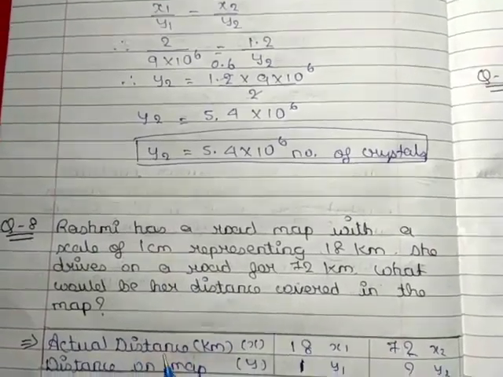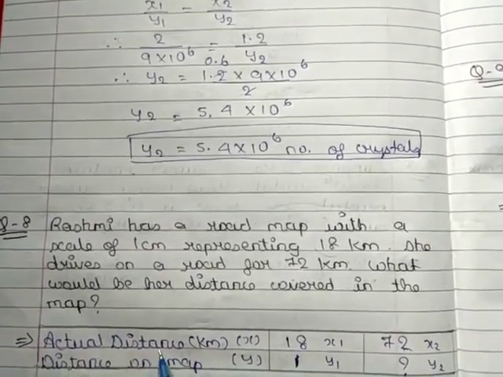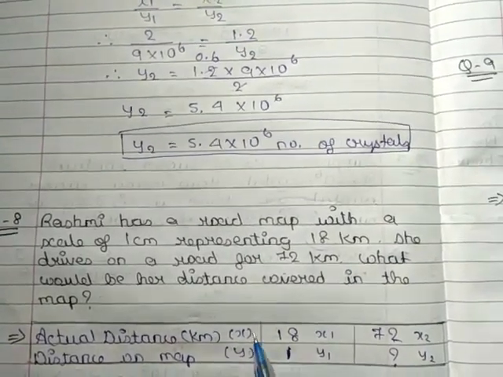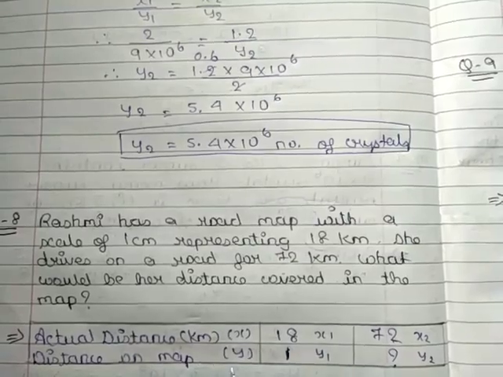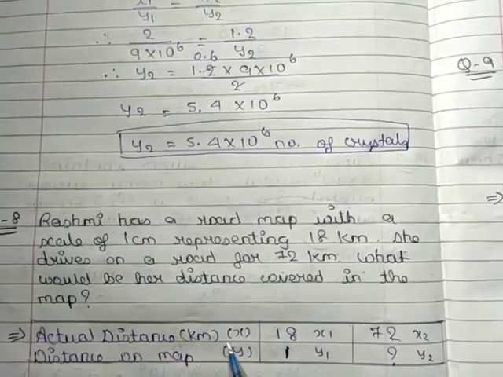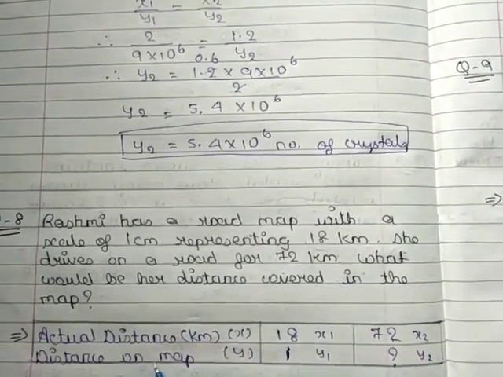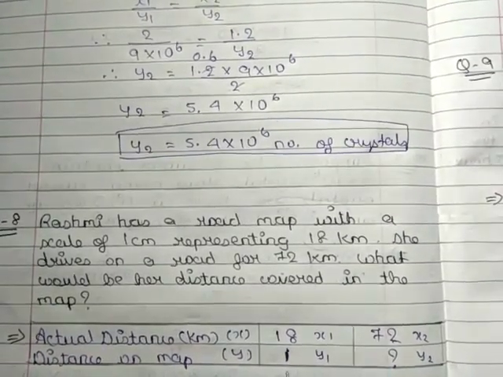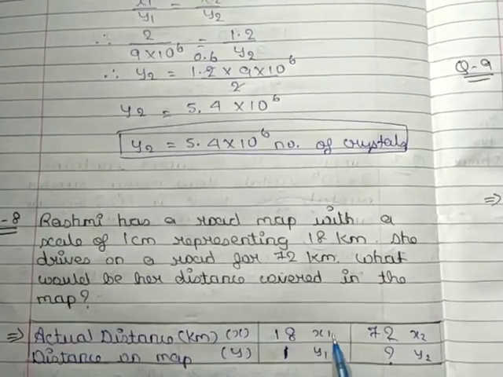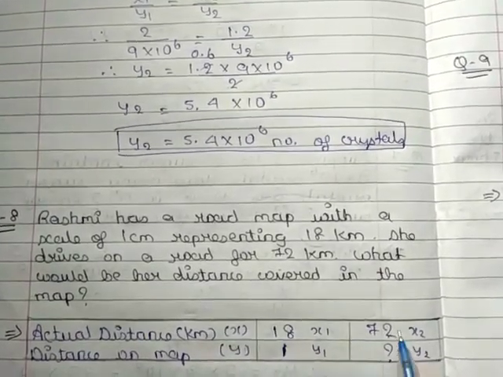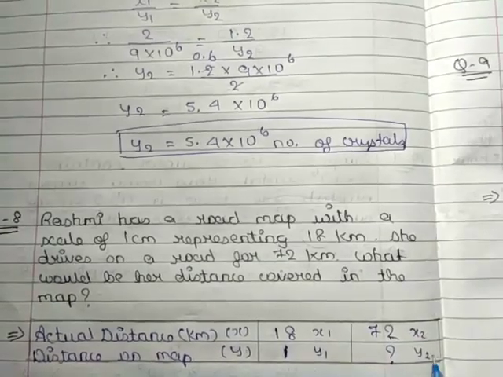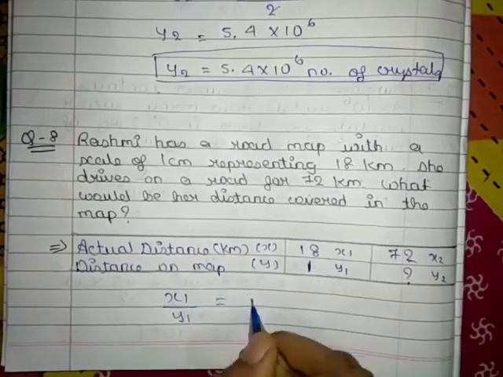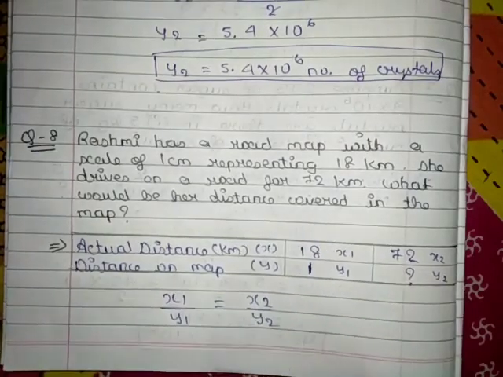So here two quantities are given, the actual distance and the distance on the map. I have taken x as the actual distance and the distance on the map as y. Once the actual distance in kilometers is increasing, the distance on the map will also increase, so they are directly proportional to each other. Here 18 is taken as x1, 1 is taken as y1, 72 as x2, and y2 we have to find out. So what is our formula? x1 by y1 is equal to x2 by y2 for direct proportion.